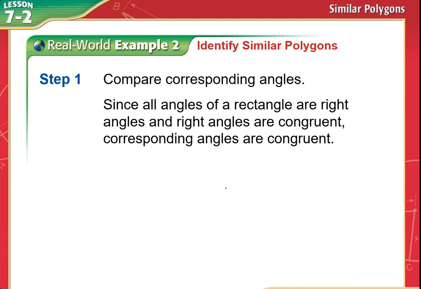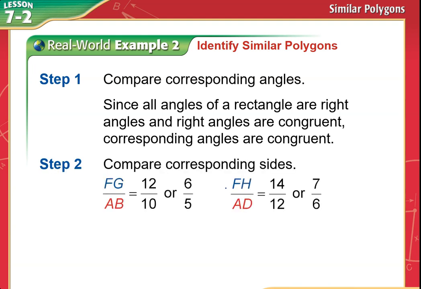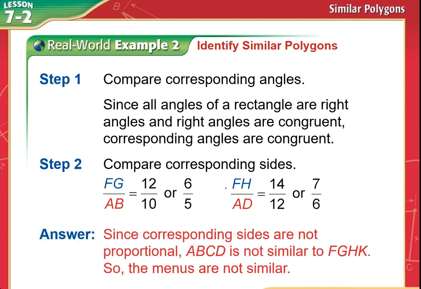Since all angles of a rectangle are right angles and right angles are congruent, then corresponding angles are congruent. Compare corresponding sides. So that's what they did, right? Compared the sides, and then it's not similar. So the menus are not similar. So I made it look like a lot easier than it was.